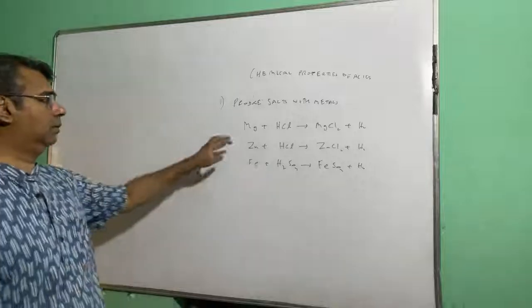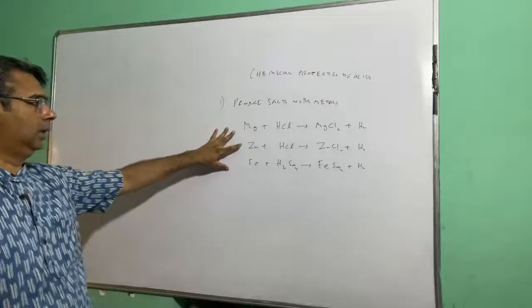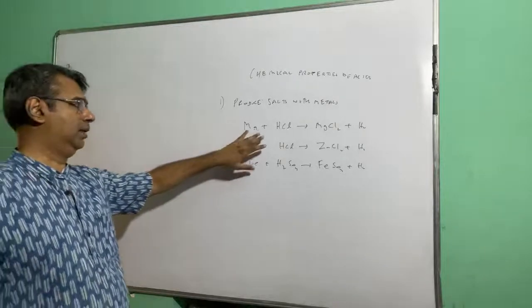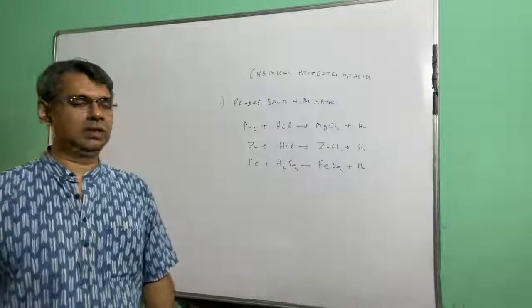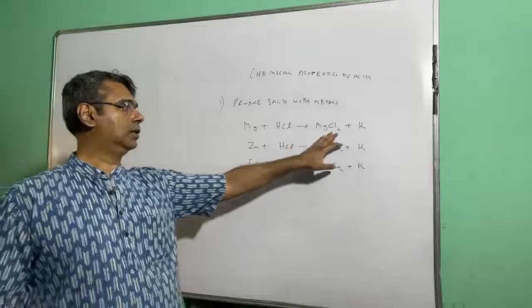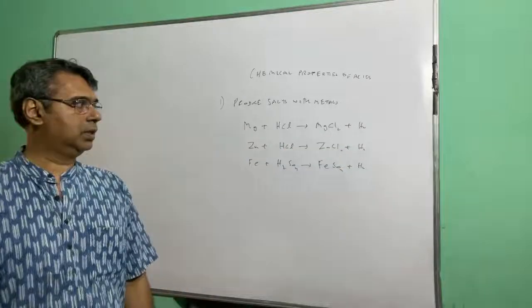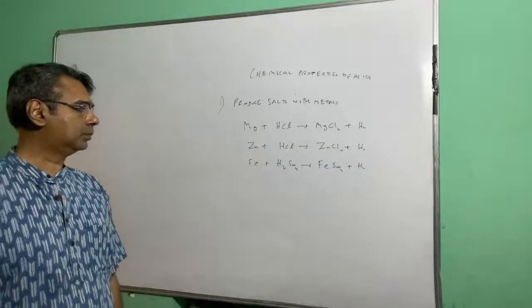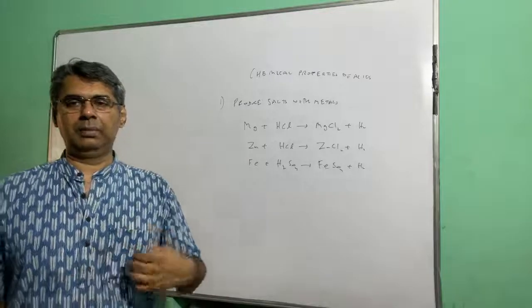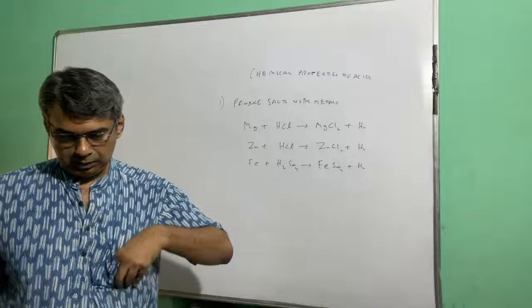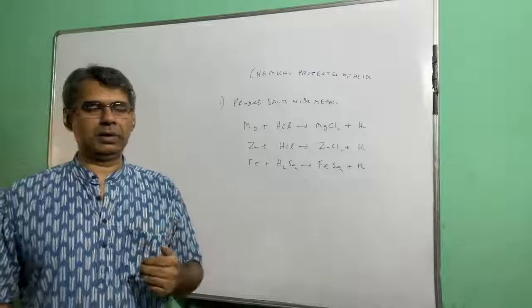Suppose you take a metal like magnesium, zinc or iron and react it with either dilute HCl or dilute H2SO4. You will get a salt of the metal plus hydrogen gas. Now, all the metals are not equally reactive. There is something called the metal reactivity series, so at some point of time we will talk about that.